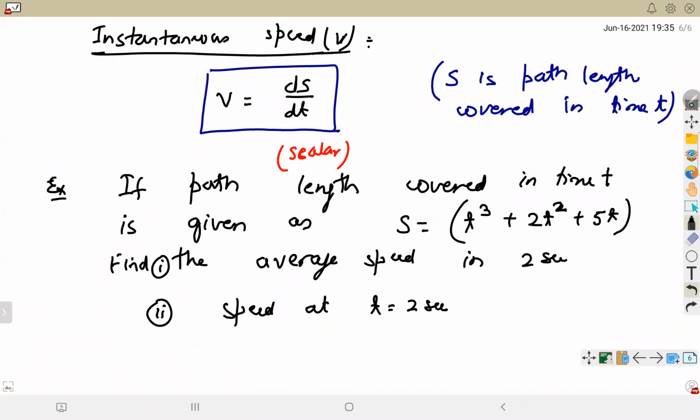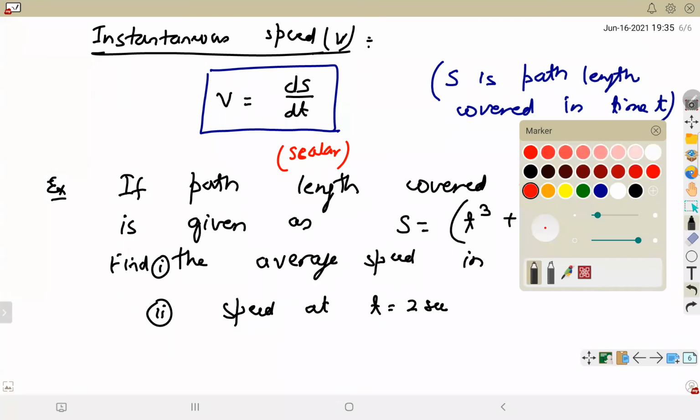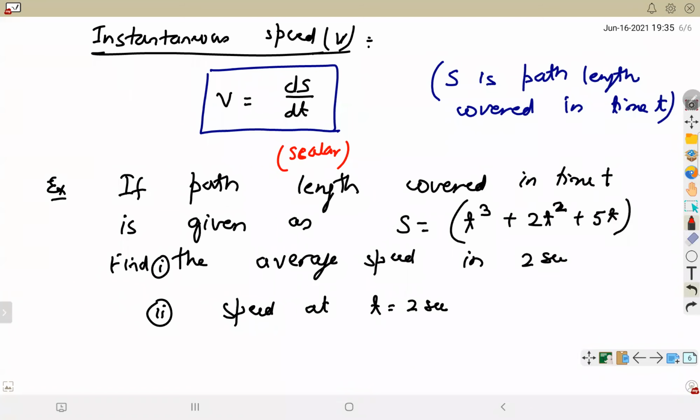पहले वाले में हम s total calculate करेंगे time 2 second में, and then we divide by the total time taken. Average speed is total distance covered divided by total time, or path length covered divided by total time. Instantaneous speed will be the rate of change of path length for that moment. It will be given by differentiation. So पहले वाले में average speed निकालनी है. Average speed is total distance upon total time.